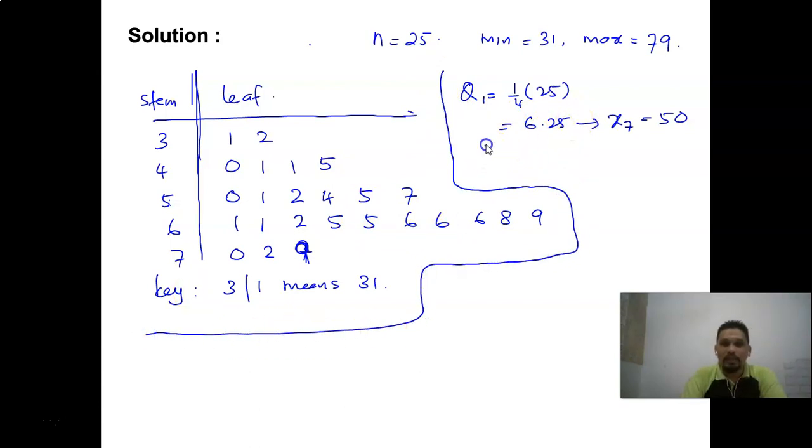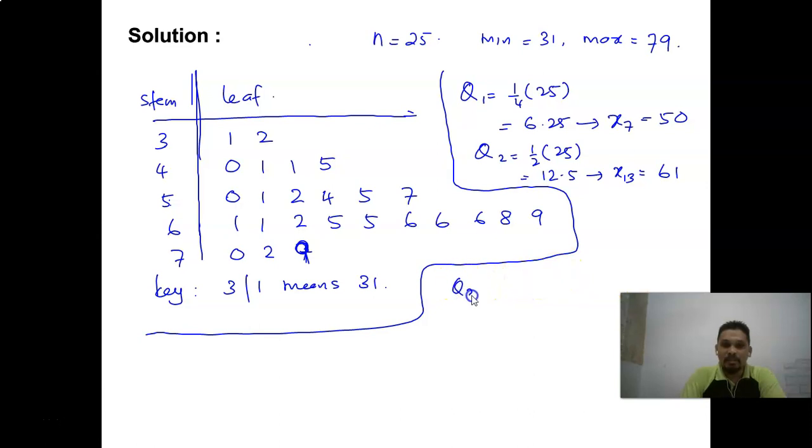Okay. Then the second quartile, 1 over 2 times 25 equals 12.5. So 12.5, counting the first, second, third observation, 4, 5, 6, 7, 8, 9, 10, 11, 12, it is between the 12th observation and 13th observation, 57 and 61. Okay, so it is the 13th observation, which is equal to 61.